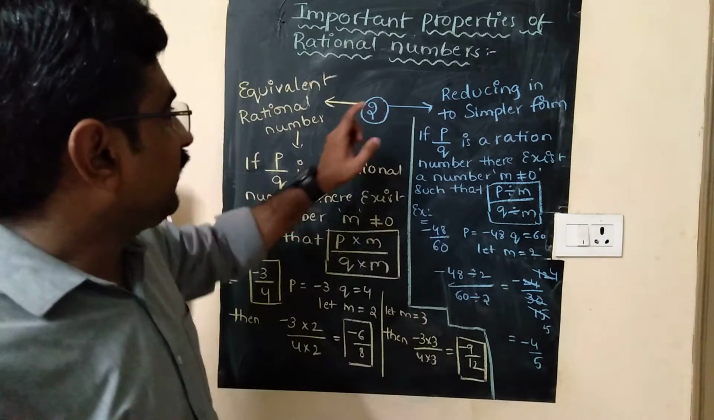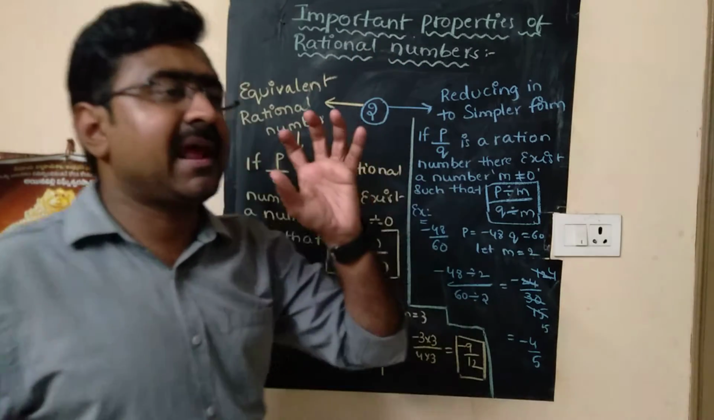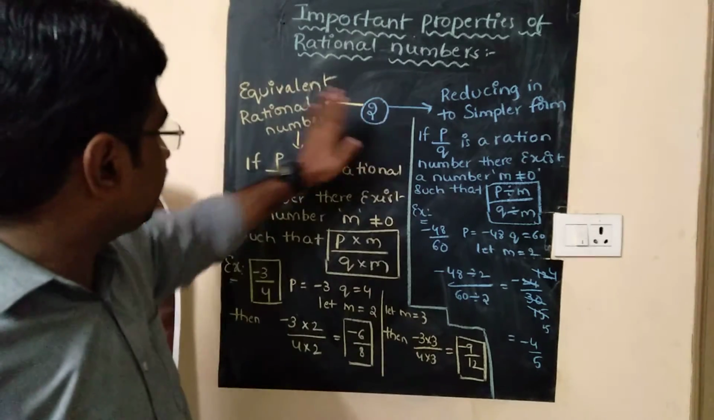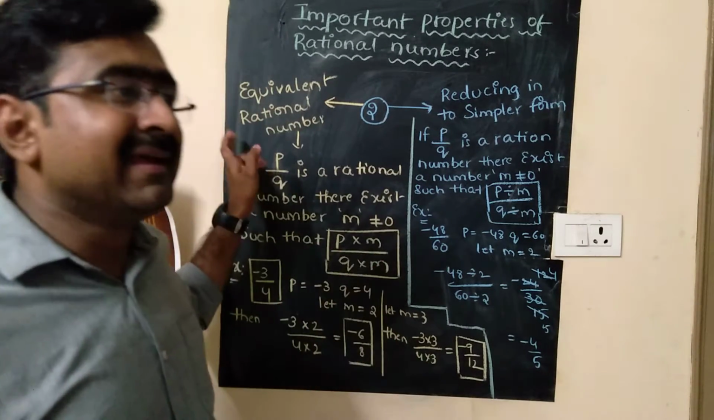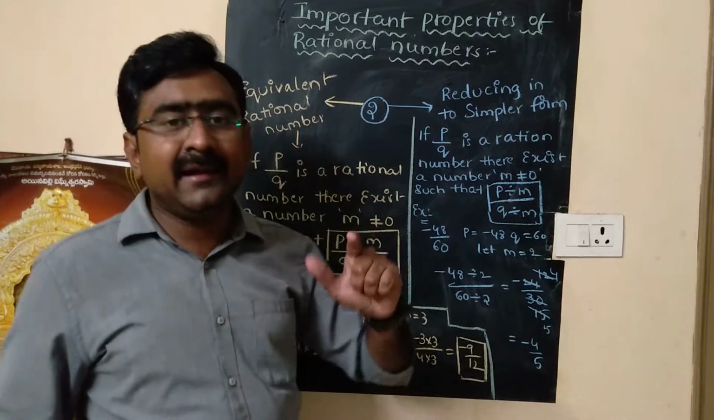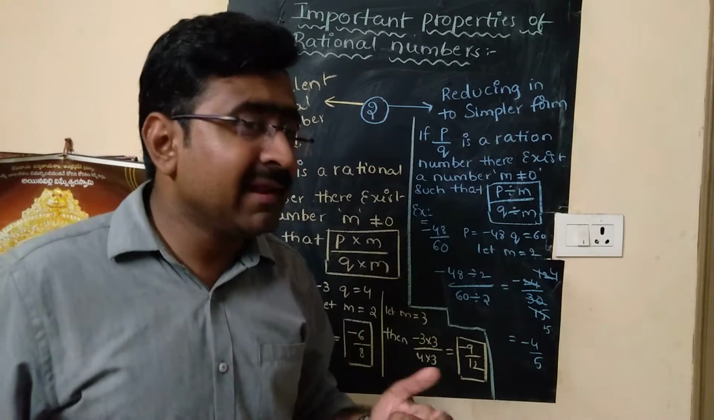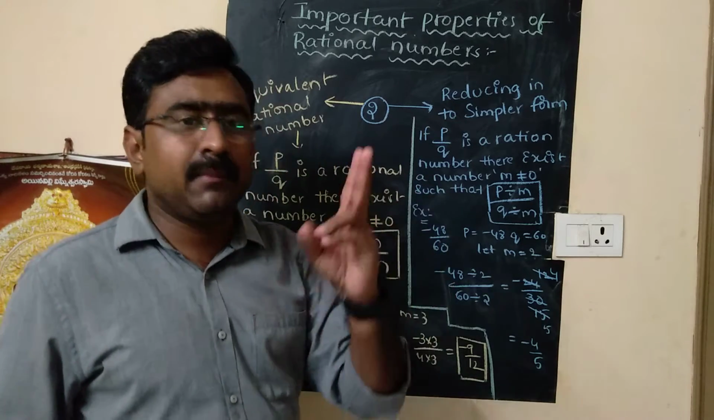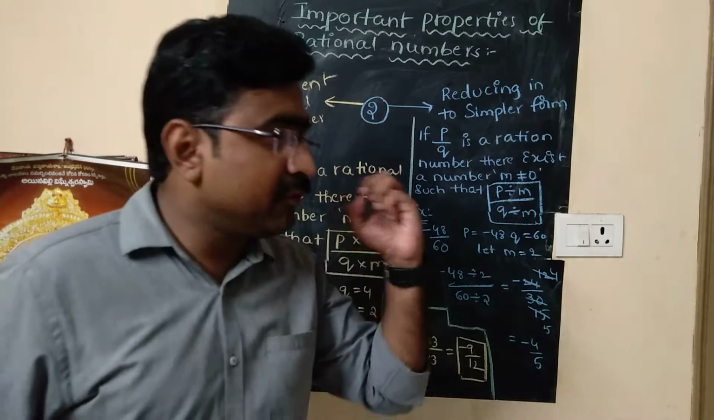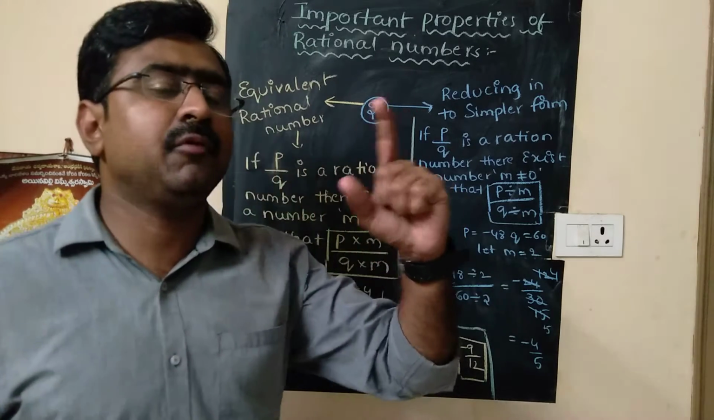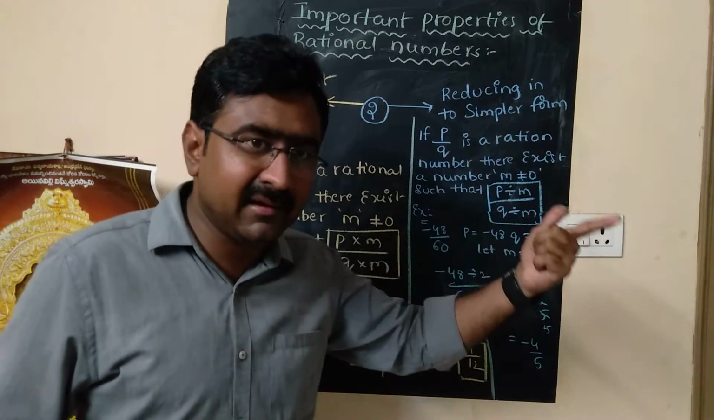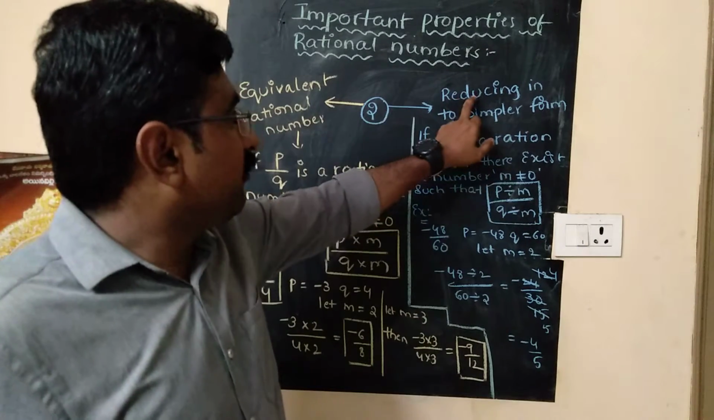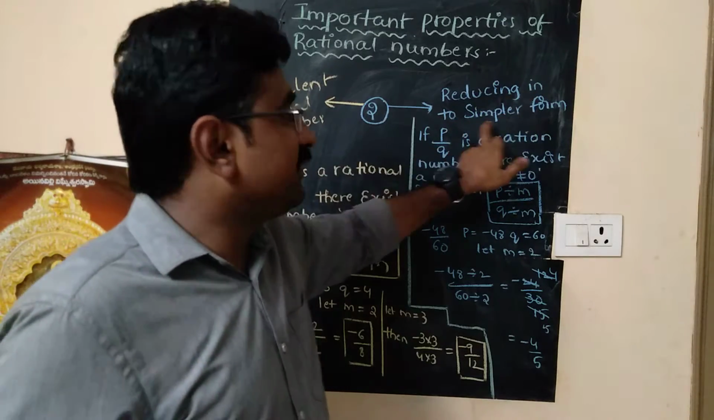Rational numbers mainly have two important properties. The first important property is called the equivalent rational number. Out of those two properties, the first property we are calling the equivalent rational number. And the second property is reducing into simpler form.